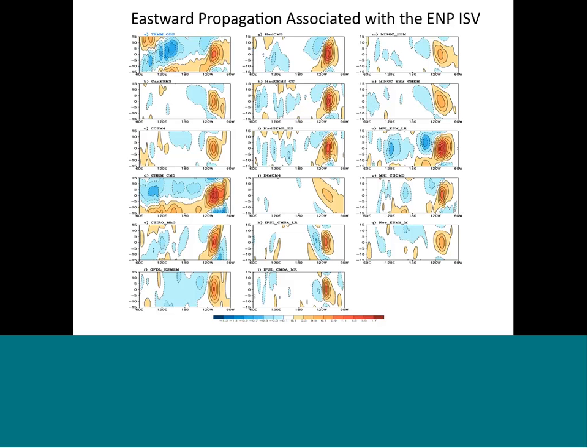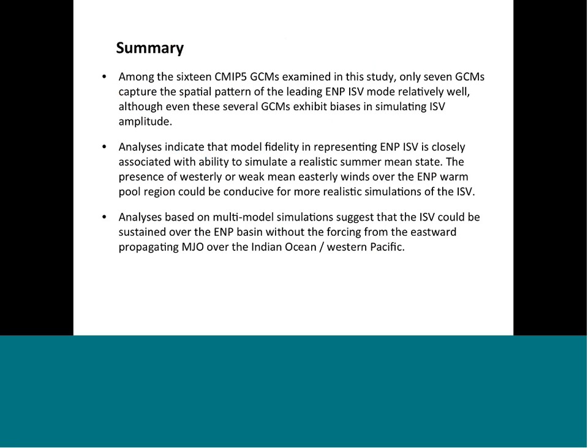So, next slide, please. I will try to summarize my main results. Among the 16 CMIP5 models we examined here, only 7 GCMs capture the spatial pattern of the leading ISV modes, and even these 7 models show bias in capturing the amplitude of this intra-seasonal variability.